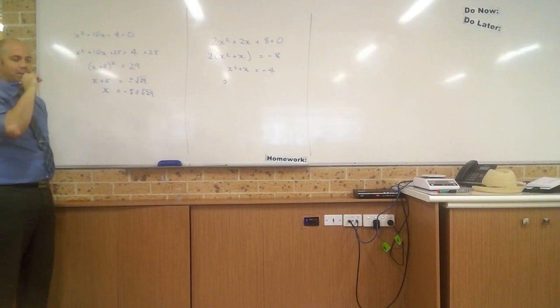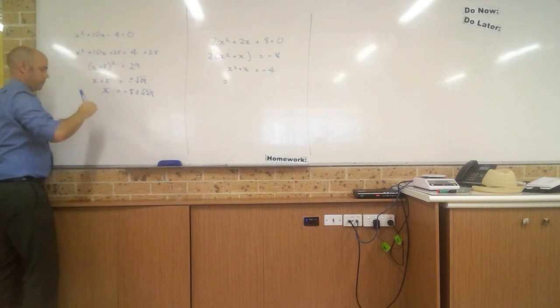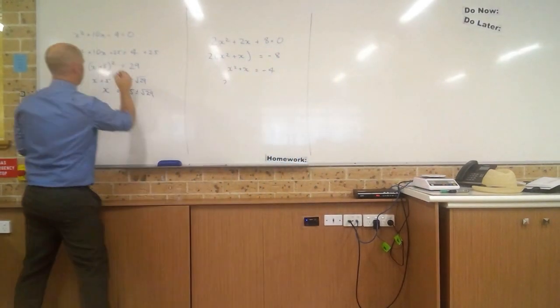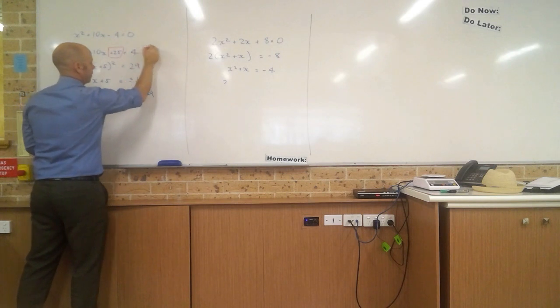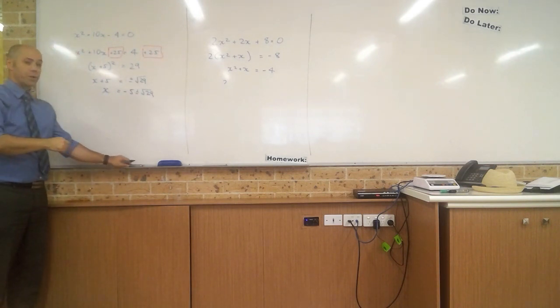Completing the square. What do we do over here? At this point, I've written a different colour. I should have written a different colour so we could see. This is the point where we're doing something. That's the point we're up to. What's the question you have to ask?